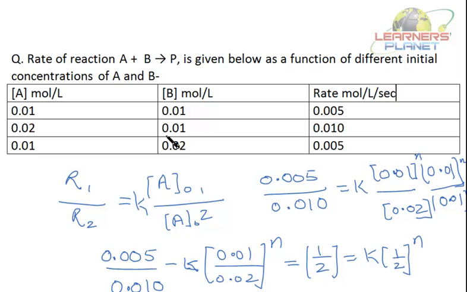Now in case of B, when the concentration of A is constant, in experiments 1 and 3 the concentration of A is constant, whereas the concentration of B changes from 0.01 to 0.02. That is, the concentration of B has been doubled. But what happens to the rate? The rate of reaction remains the same. It means that when the concentration of B is changed, the rate of reaction is unaffected. That is, the order of the reaction with respect to A is 1 and with respect to B is 0. So this is how the rate law is determined by the initial rate method.